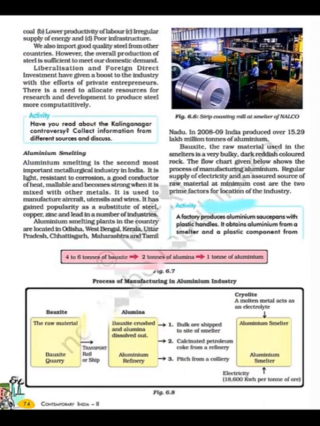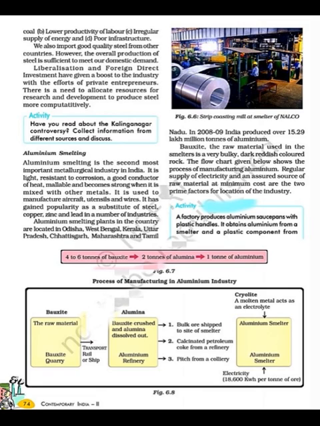So now students, on page 74 we have to discuss aluminium smelting, and the table which is given on page 74 in your book is very important. Please, you have to understand this table. So let's start aluminium smelting.